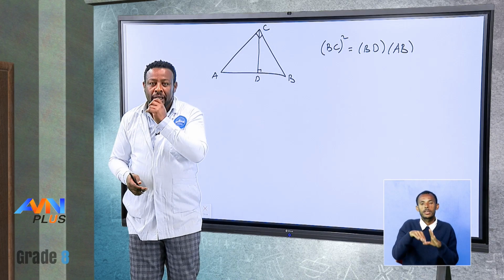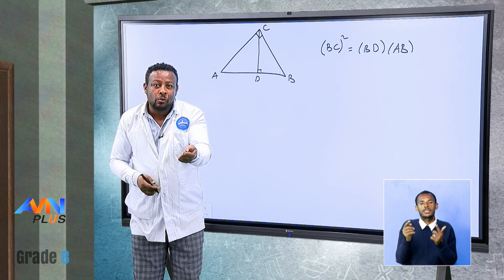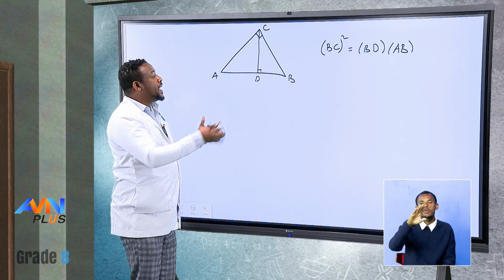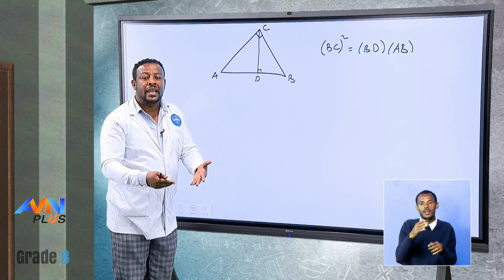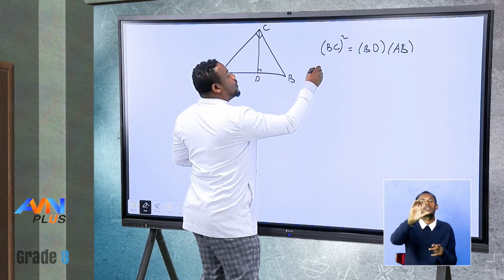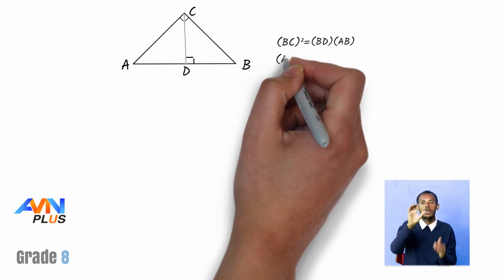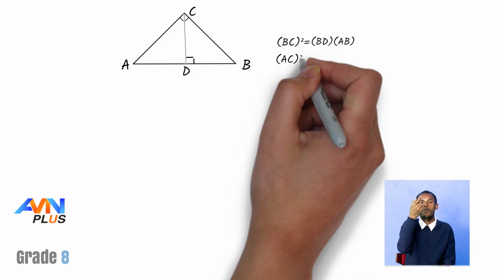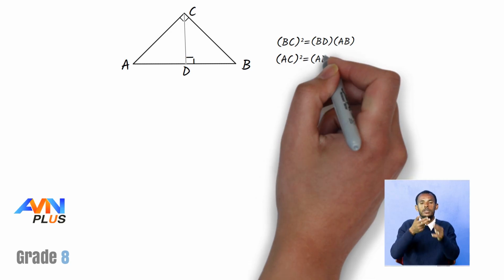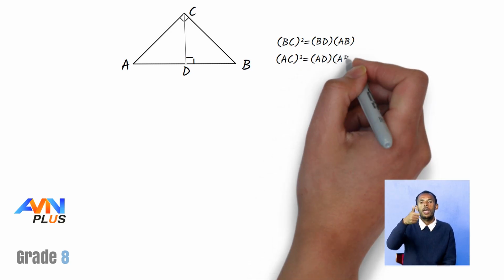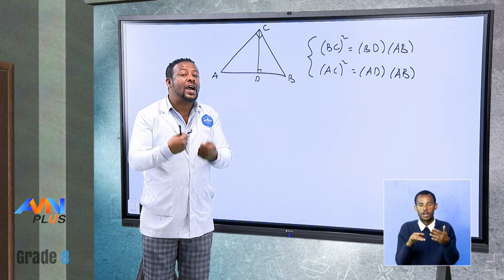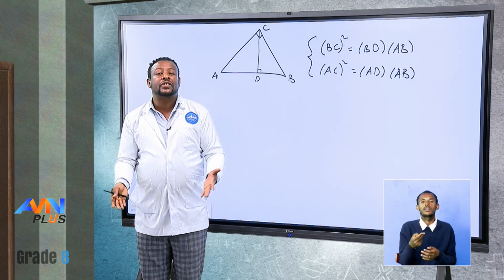This is one of the formulas that we derived in the altitude theorem, right? The second formula is for the other leg. AC and BC are legs, and the longest side AB is the hypotenuse. The square of AC is equal to the product of the adjacent side AD times the hypotenuse AB. Okay, these two are the formulas that we derived in Euclid's theorem, right?